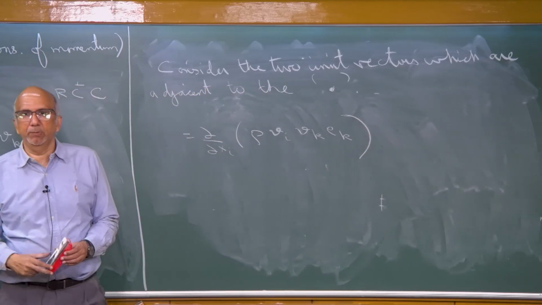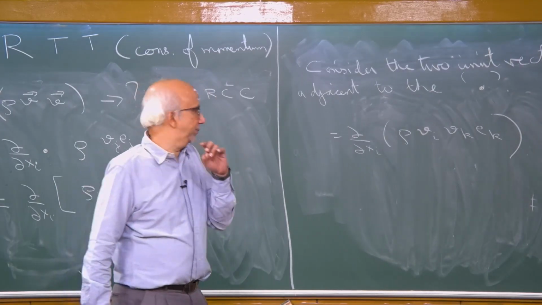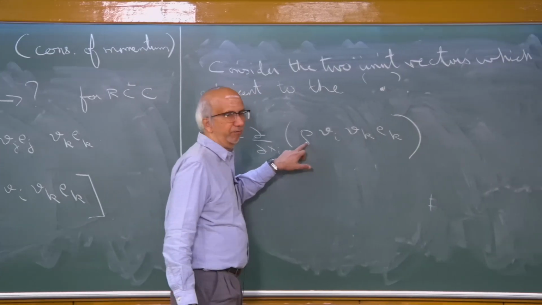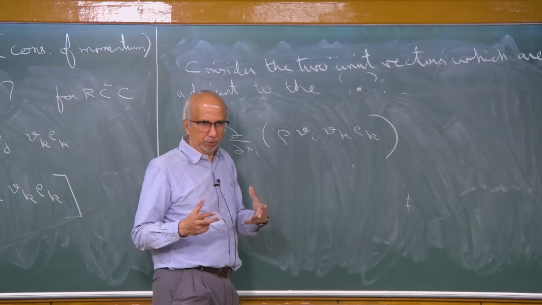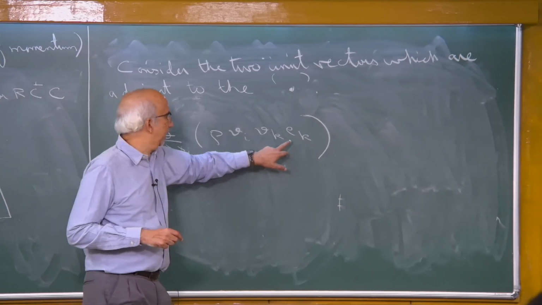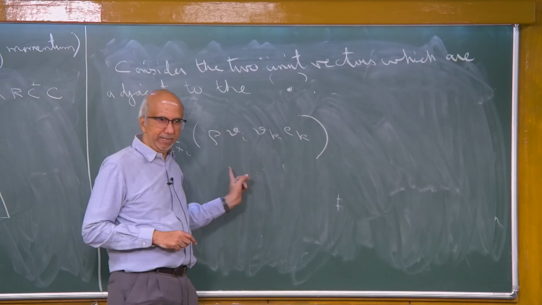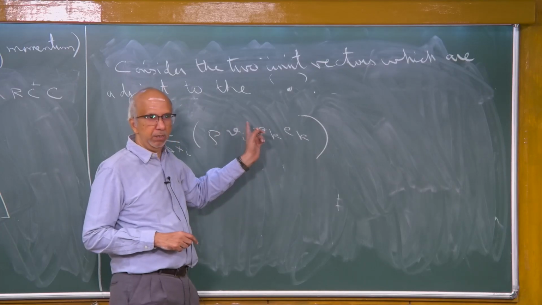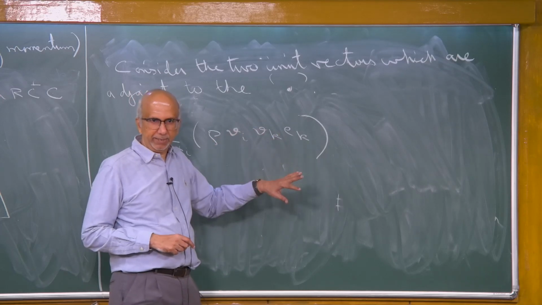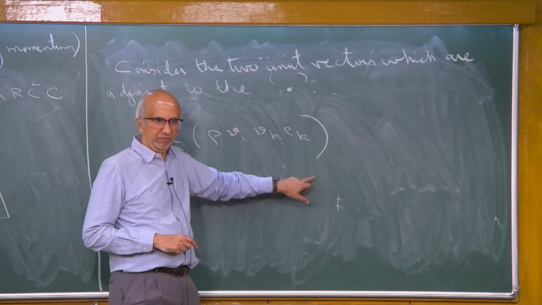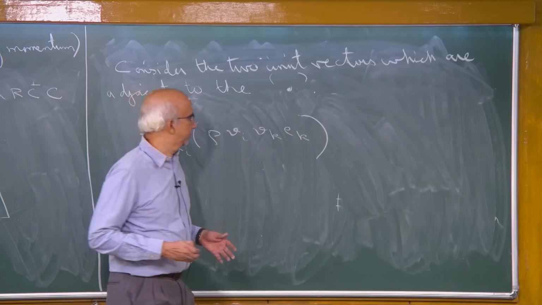Totally how many terms will be here? 9 terms, because i is repeated 3 times from 1 to 3 and j is repeated from 1 to 3. I have to look at all the possible combinations. For example, I can fix k as 1 and then sum over i to get 3 terms. Fix k as 2, sum over 3 terms, I get 3 more terms. Fix k as 3 and sum over 3 terms, I get 9 terms in total.